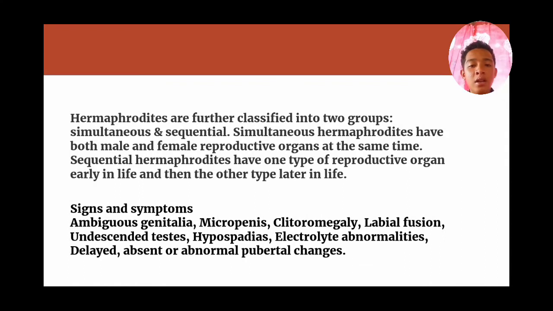Hermaphrodites are further classified into two groups, simultaneous and sequential. Simultaneous hermaphrodites have both male and female reproductive organs at the same time. Sequential hermaphrodites have one type of reproductive organ early in life and then another type later in life.